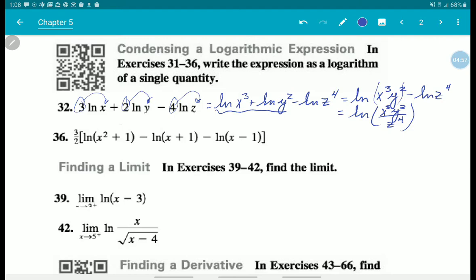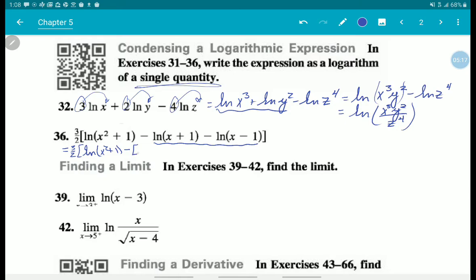When they say condense, we want to write it as a single logarithm. So if we look at this one, here's what I see. I see that I can rewrite these two, and I can factor a negative out of both of those. There's a lot of different ways to think about these. This is what I see when I look at it.